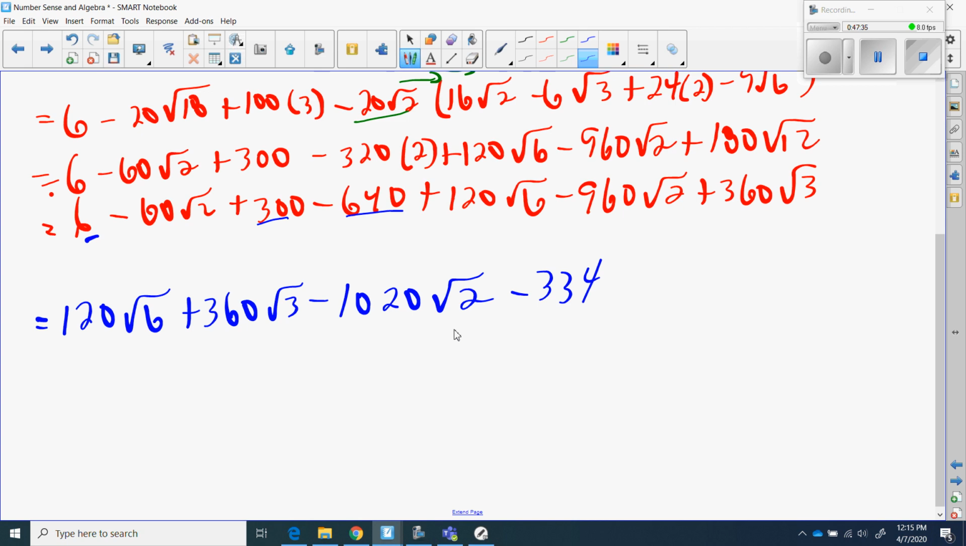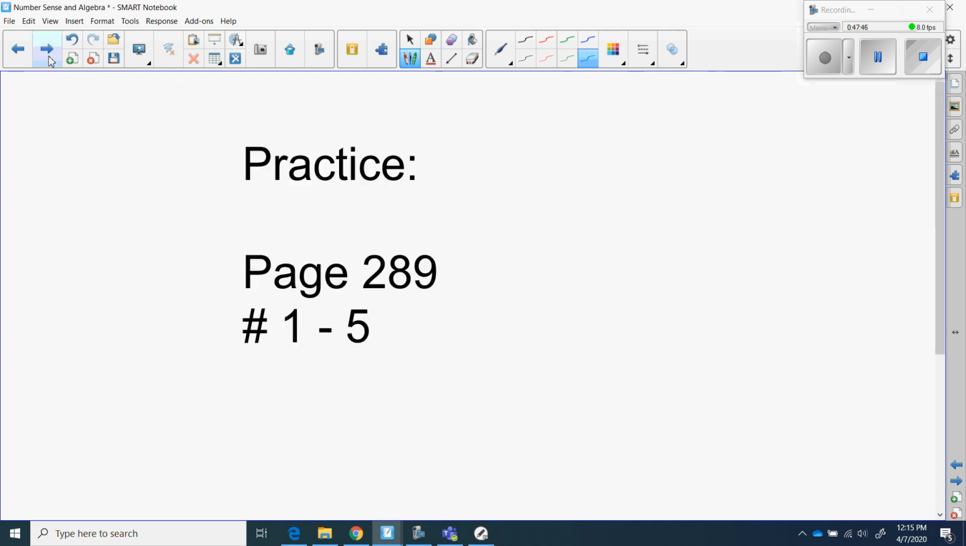All right, so that's going to be the end of multiplication and addition and subtraction of radicals. So if you were looking for some practice questions in your textbook, here would be a spot to look.